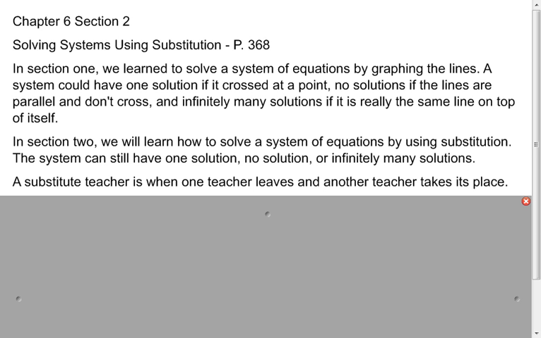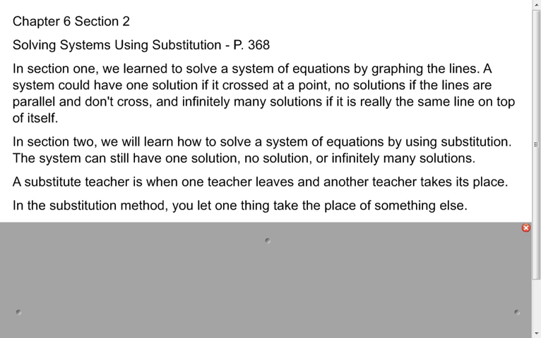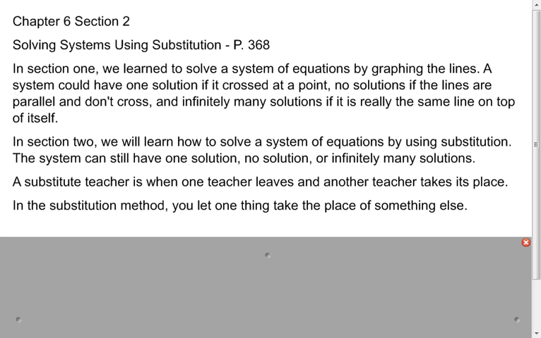Think about the word substitute for a second. A substitute teacher is when one teacher leaves and another teacher takes its place. So you take something out and put something else in its place at the same time. We're going to do that in math. In the substitution method today, we're going to have one thing take the place of something else. We're going to take one thing out, put something else in its place.